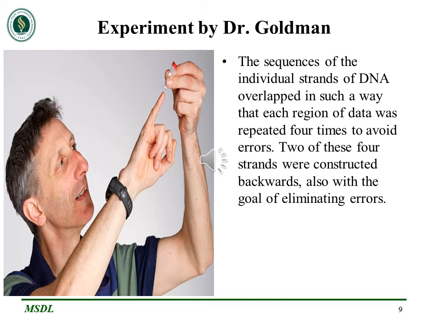But experiments conducted by Dr. Goldman changed all that. The sequences of the individual strands of DNA overlapped in such a way that each region of data was repeated 4 times to avoid errors. Two of these four strands were constructed backwards, also with the goal of eliminating errors.